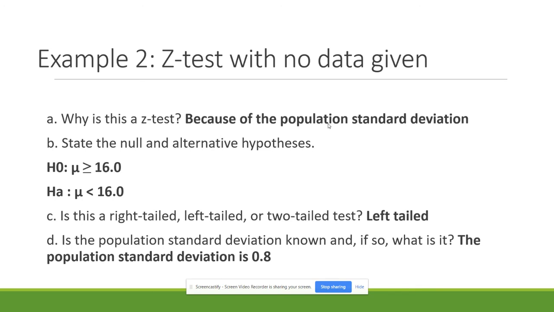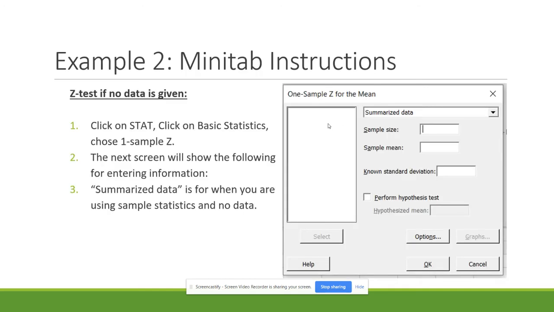Is this a right-tailed, left-tailed, or two-tailed test? It's left-tailed because it's less than or below. I always think of less than symbol, left-tailed. Is the population standard deviation known? And if so, what is it? The population standard deviation is 0.8. And we talked about that before because that was given in the problem and it was an established thing.